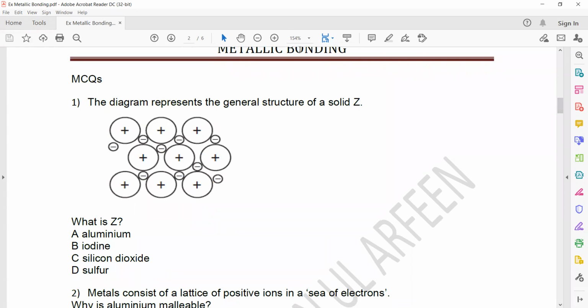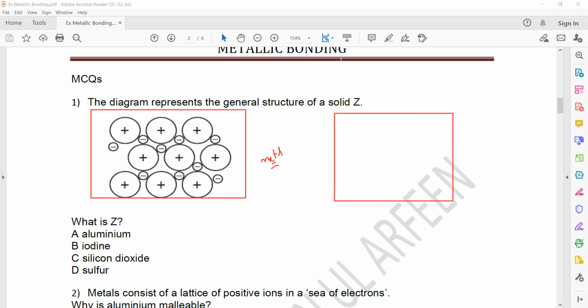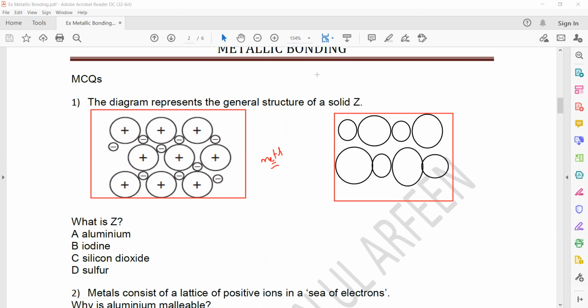The diagram represents the giant structure. When we check the structure, in a metal we have an arrangement of positive ions and free electrons. So basically this is a structure of metal. If it was an ionic compound, how would the structure appear? In an ionic compound we have a lattice of oppositely charged ions, positive and negative ions arranged in a regular pattern. So it will be positive, negative, positive, negative, positive, negative.